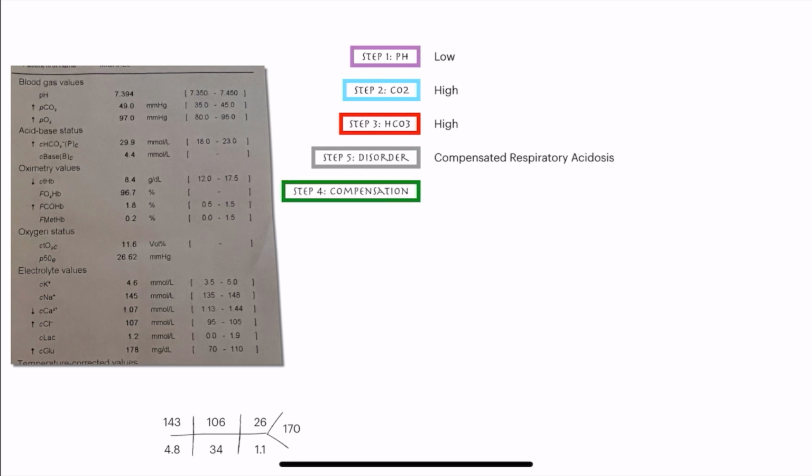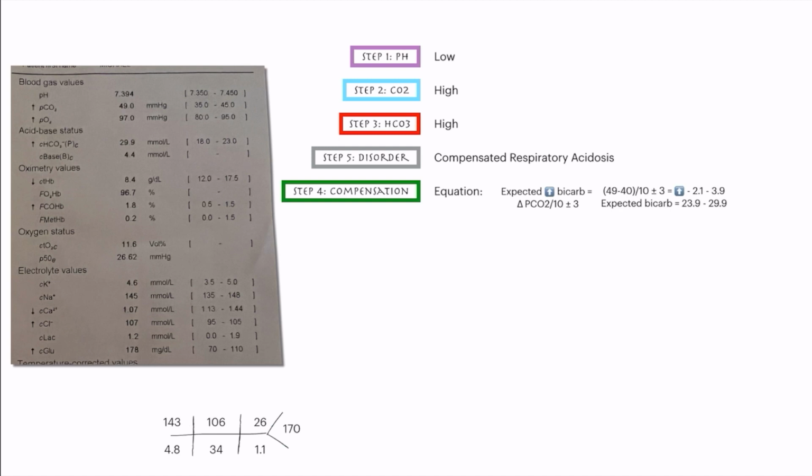And how well are they compensating? So here are our equations for our acute process. We expect the patient will develop a metabolic alkalosis, again, hanging on to bicarb to buffer. So the change in PCO2 divided by 10 plus or minus 3 is going to give you a range, 23.9 to 29.9.